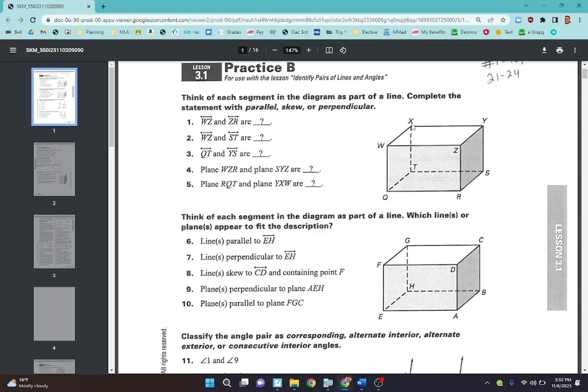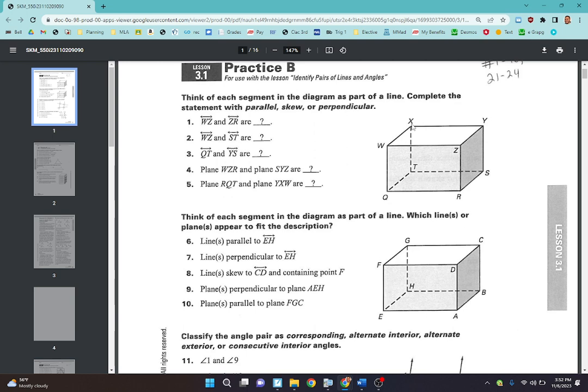5. So RQT, which is the bottom of the box, and YWX or YXW, top of the box. Since they're both on the bottom and top of the box, basically in the same direction, being like horizontal on the Earth, in this case they are parallel. Okay, so these are parallel. They are the same angle actually. It's 90 degrees, 90 degrees. But also because there's a box.